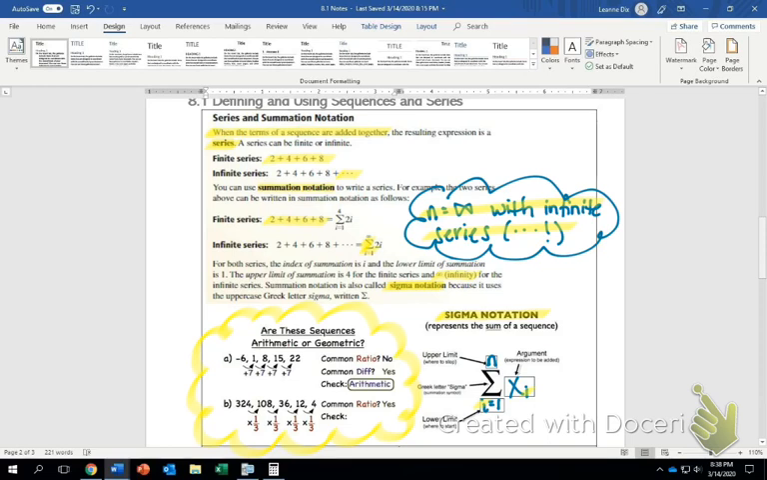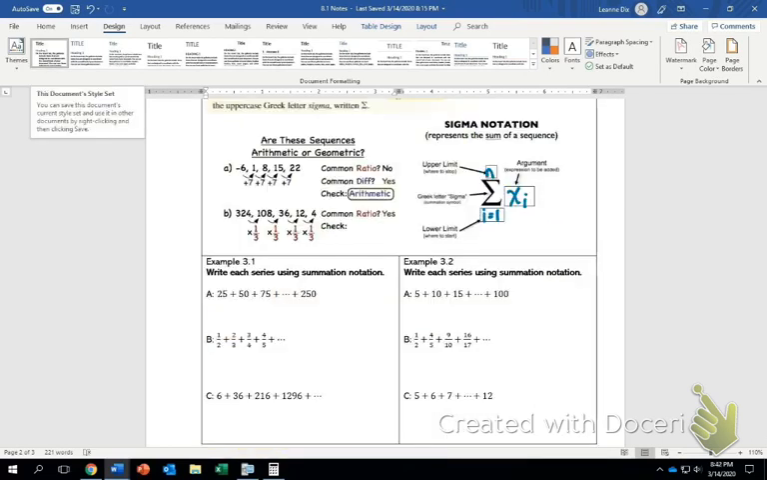Okay, so now that we've talked about that, let's go ahead and go down to example 3 to see what that's all about and practice writing our sequences, or in this case, our series in sigma notation. All right, so here are our examples. It's already in summation notation for us. We need to write it in sigma notation. Remember that everything starts with a 1.